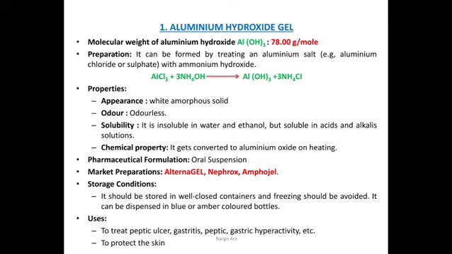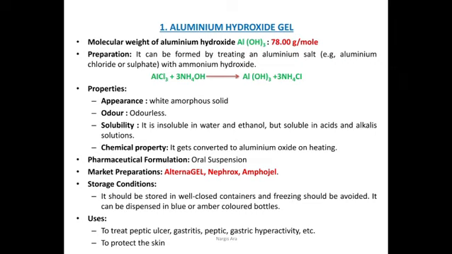Next, aluminum hydroxide gel. The molecular weight of aluminum hydroxide is 78 gram per mole. Preparation: it can be prepared by treating an aluminum salt with ammonium hydroxide. Properties: appearance is a white amorphous solid, odorless. Solubility: it is insoluble in water and ethanol but soluble in acids and alkali solutions. Chemical property: it gets converted to aluminum oxide on heating.